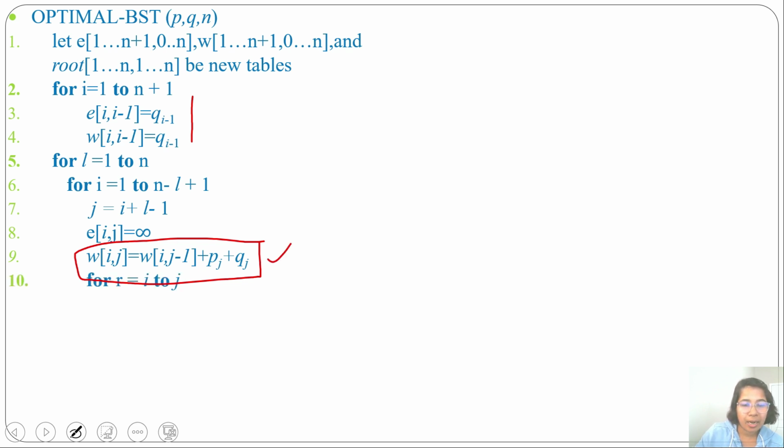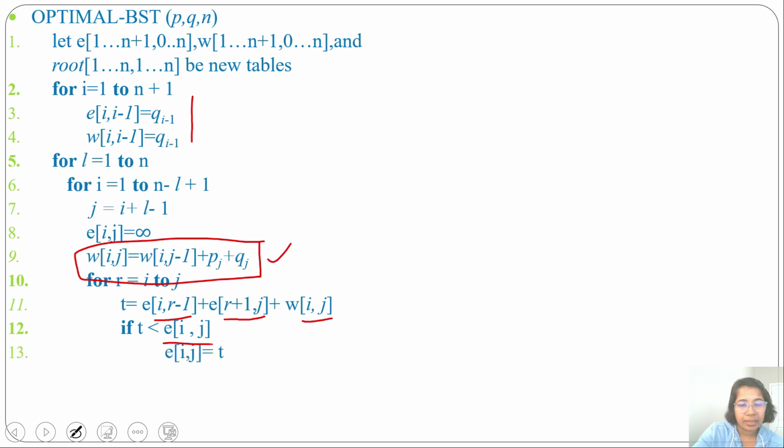Next, for R from I to J, T equals E[i,r-1] plus E[r+1,j] plus W[i,j]. Then if T is less than E[i,j], then E[i,j] will be T. So we are finding the minimum value over different R. Now root[i,j] will be R, and we will return E and root.